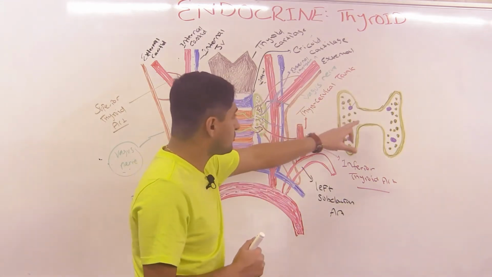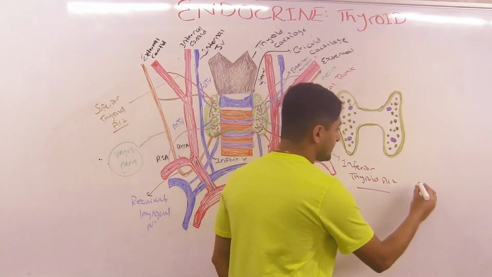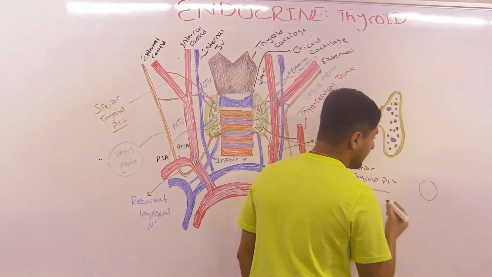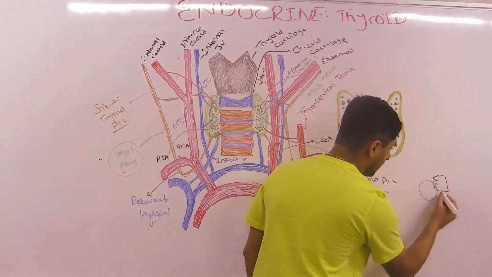So if I quickly take one piece and draw it here, let's say this is a cavity right here, and there are cells surrounding it, like this. All of them are around it right here.